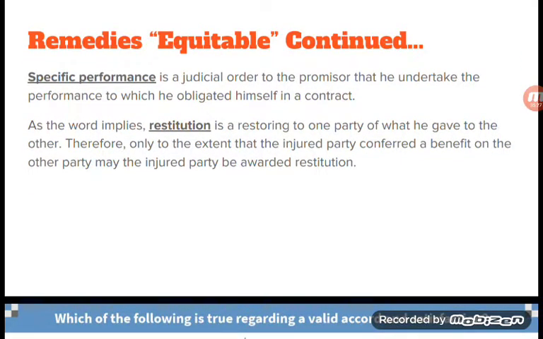Monetary damages, compensatory damages, general damages are divided away from the concept of equitable remedies, which is requiring a specific performance, which is an order forcing the breaching party to undertake a specific act.